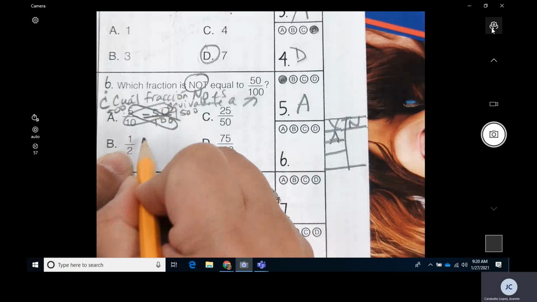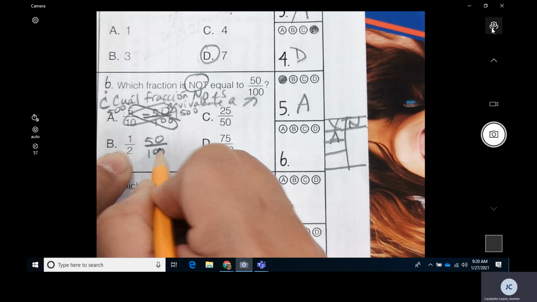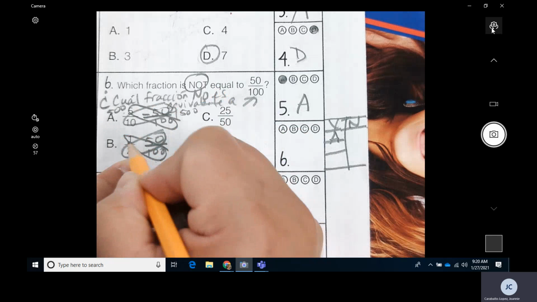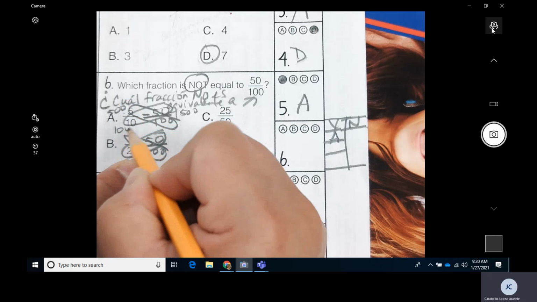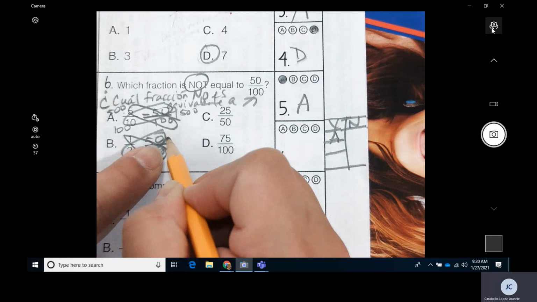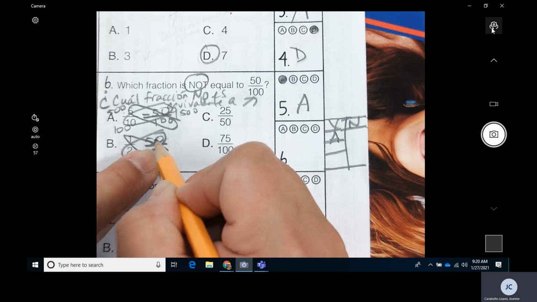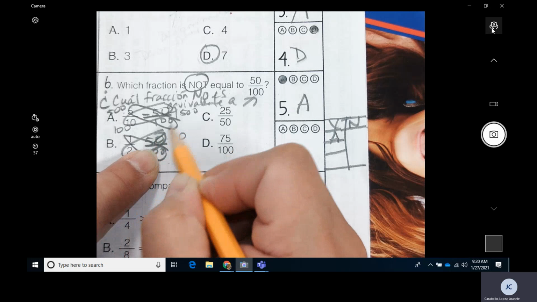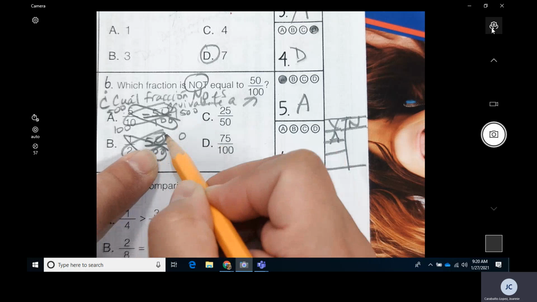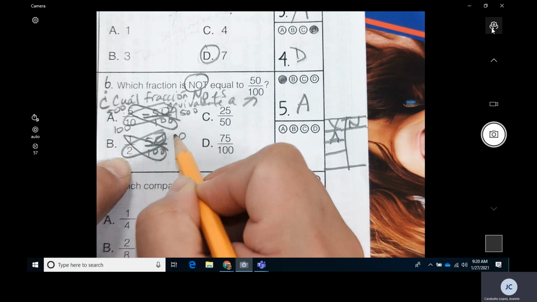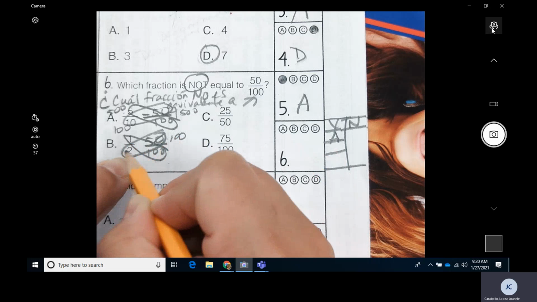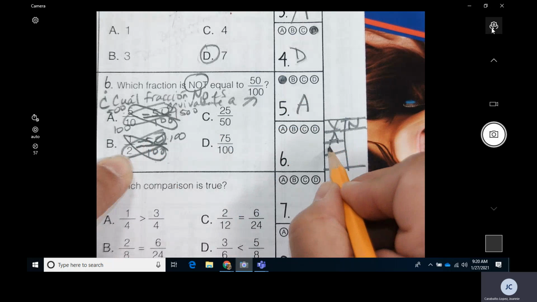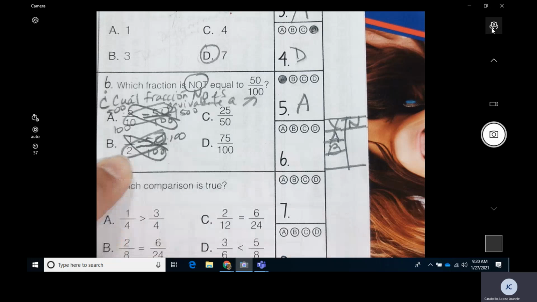Let's do B. So I do 50 over 100. Again, I'm going to do my butterfly, right? And this is going to be 100 times 1 is what? 100. I'm going to multiply 2 times 50. But guess what? I already know my product is going to have 1 0. So I scratch it out, eliminate it, whatever you want to call it, okay? 2 times 5 is what? 10. Are these fractions equivalent? Yes, they are. So I write this is going to be a yes answer, okay?